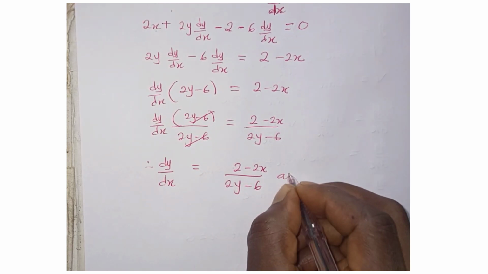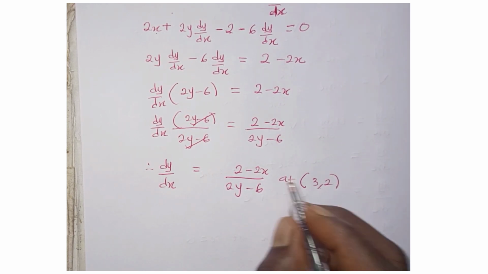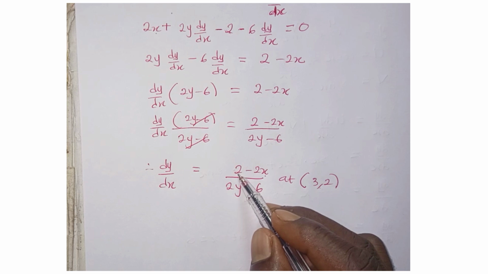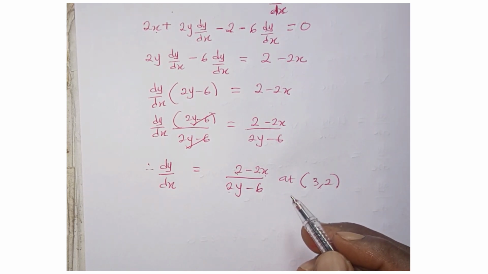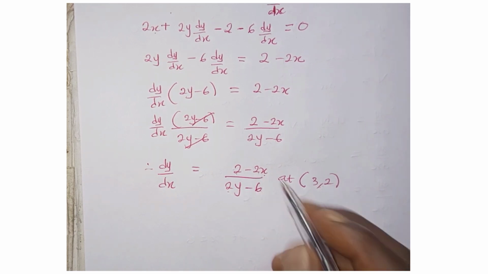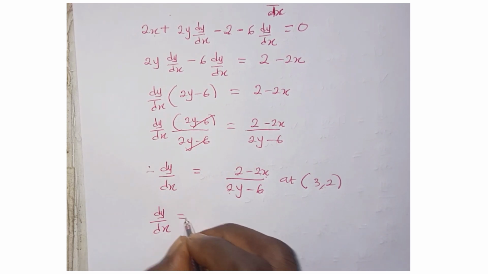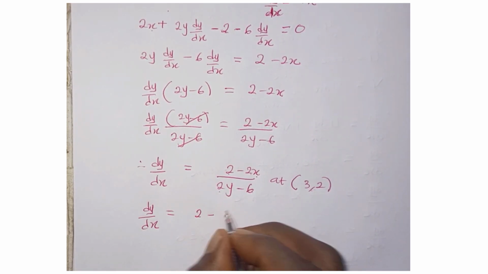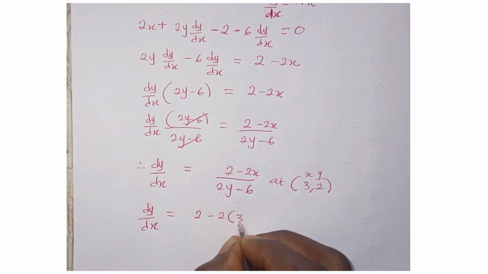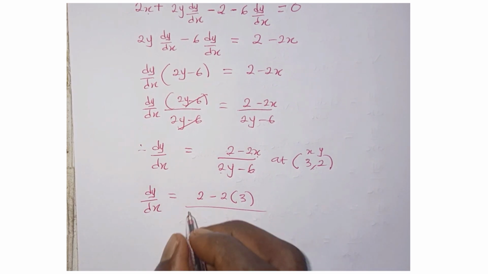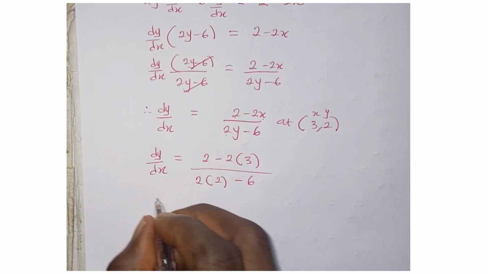Then just put the value at (3, 2) from the question. You can just substitute directly. Or if you like, you can factorize, because 2 can still cut out. But for easy solving, just substitute the values into this dy/dx. So dy/dx will now be equal to 2 minus 2 times x, which is 3, over 2 times y, which is 2, minus 6.